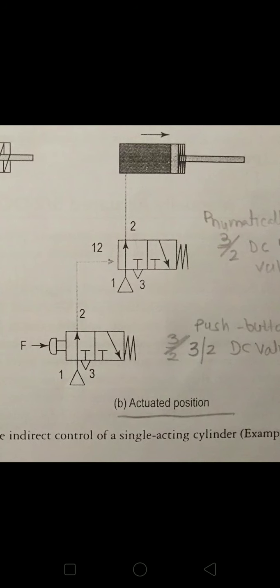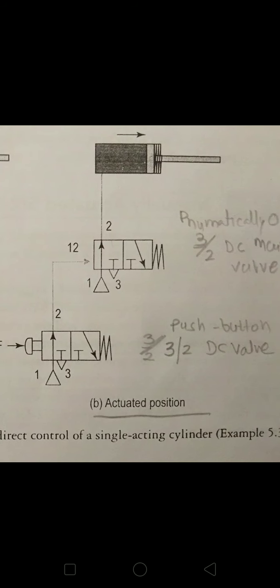So when you are applying the push button, 1 is connected to 2 and 2 is connected to 12, which is a pilot port. When that pilot port opens to the pressure port 1 of the 3/2 DC valve, which is connected to 2, the working port 2 will allow air inside the cylinder, so it will give thrust, it will push the piston, so the piston will move towards the right.